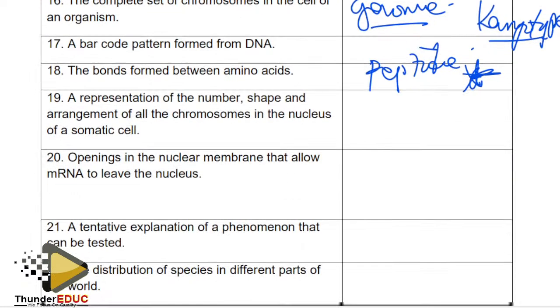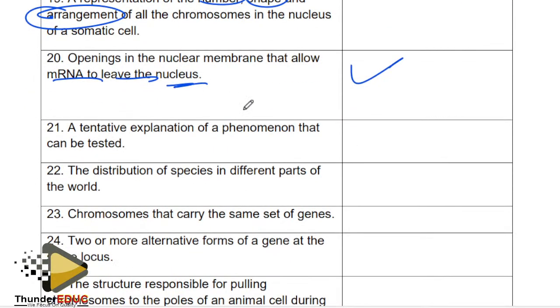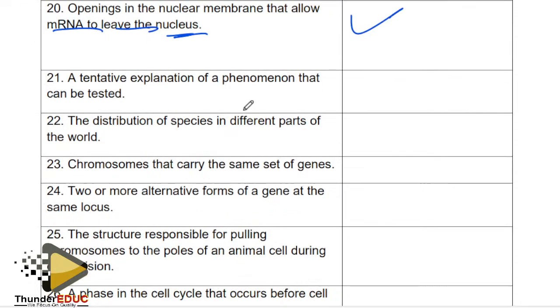The representation of the number, shape, and arrangement of chromosomes in the nucleus of a somatic cell is the karyotype. Opening in the nucleus, the nuclear membrane, that allows messenger RNA to leave the nucleus: nuclear pore. So we have got it. I'm not writing the words because we want to finish up so that we go to the major section.